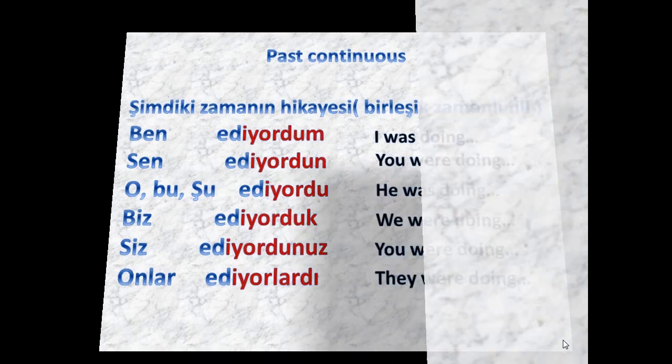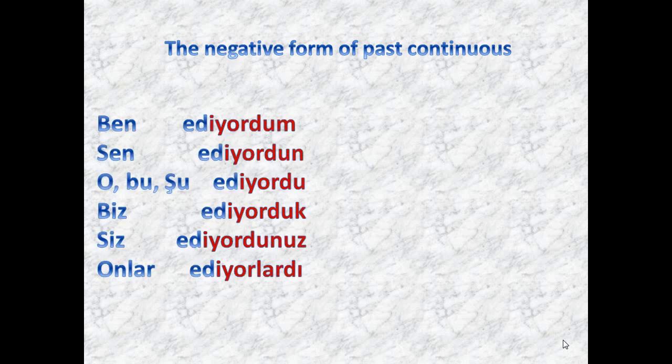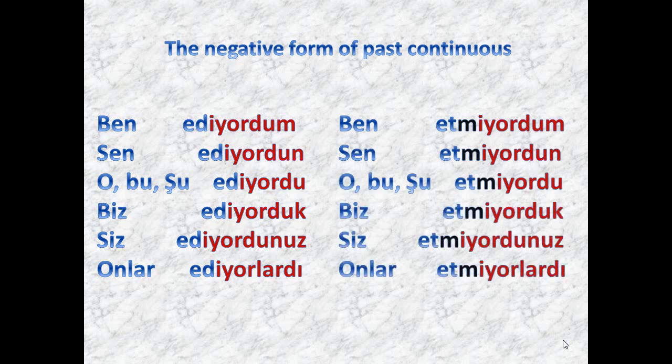Let's go to the negative form of past continuous tense. This is the positive and this is the negative form. Okay. You see here, we have the E sound here and we have the M sound beside it. We have et here, but we have ed here. Okay. Ediyordum, etmiyordum. Ediyordun, etmiyordun. Ediyordu, etmiyordu. Ediyorduk, etmiyorduk. Ediyordunuz, etmiyordunuz. Ediyorlardı, etmiyorlardı. Okay.